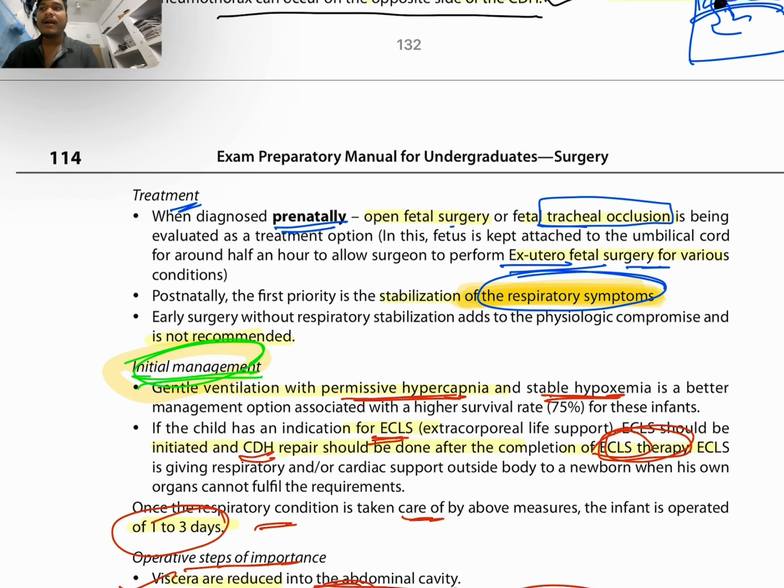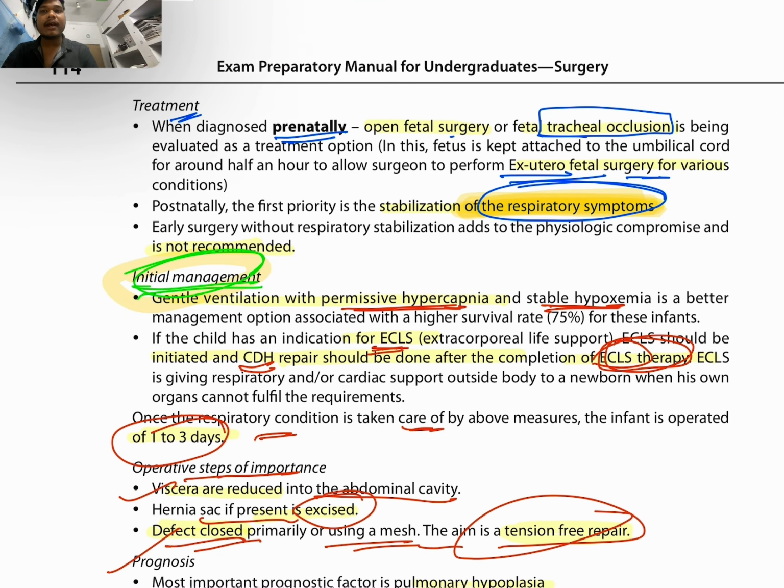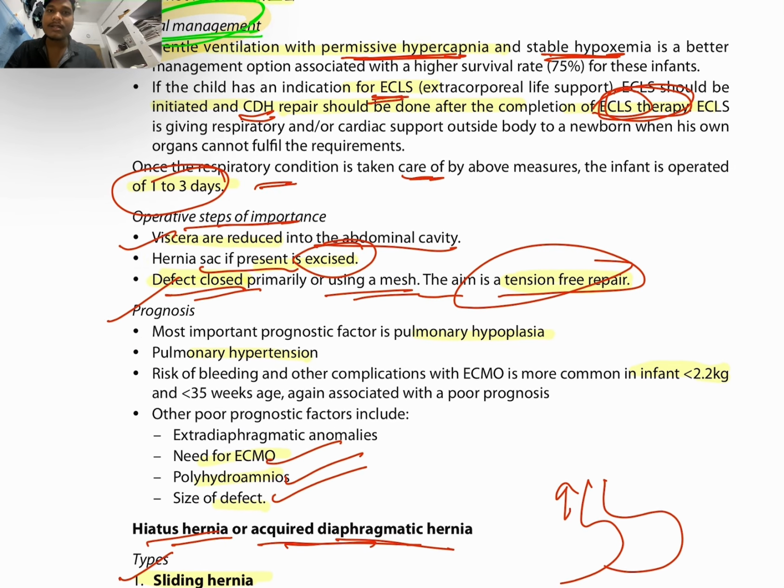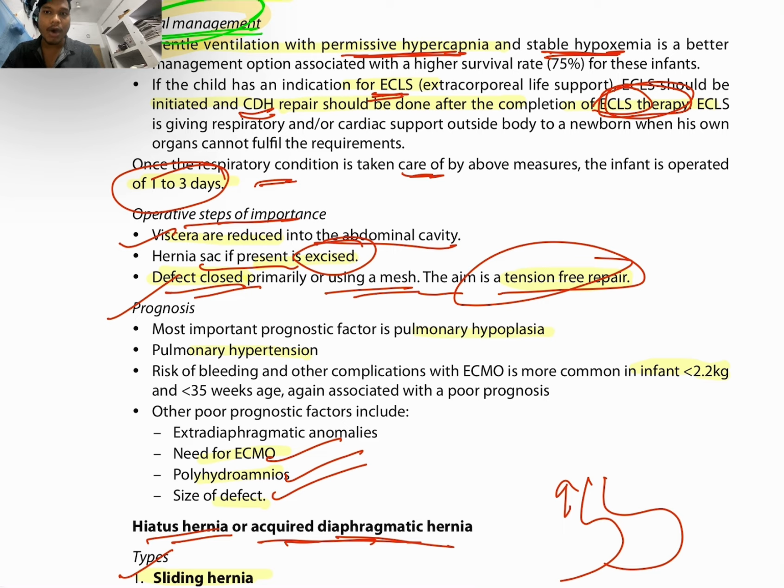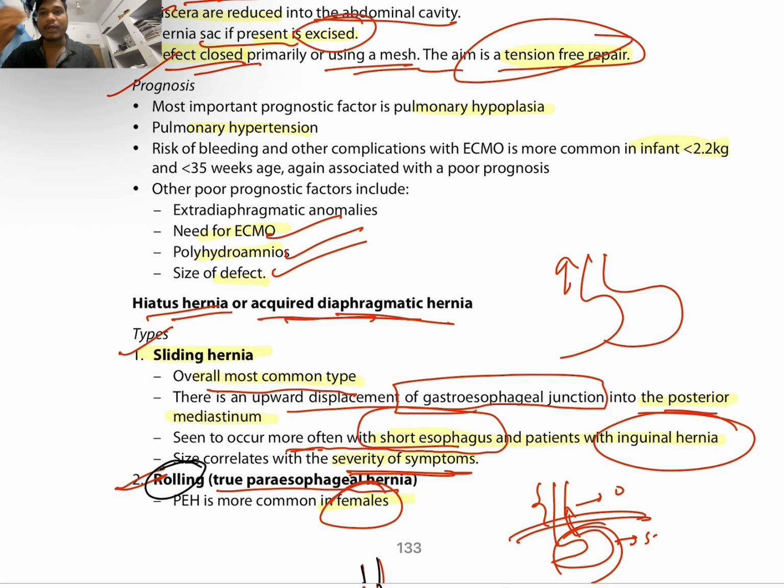For treatment, first we will operate after the birth of the baby. We will not cut the umbilical cord for a period of half an hour, and during that time we will check and manage the condition. First we manage the respiratory status, or if required then ECMO is also given. In the operative method, either excision or reverting the organ back will be done. Prognosis depends on the pulmonary hypoplasia as well as the pulmonary hypertension. Other factors like extra-diaphragmatic anomalies may also be seen.